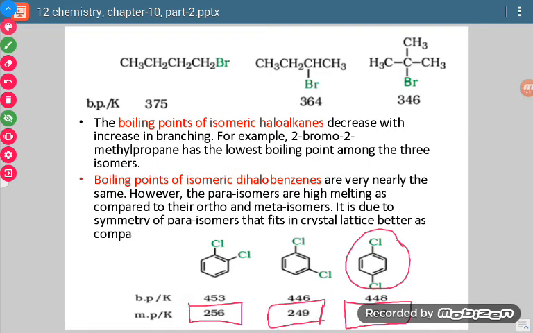But in case of meta and ortho, in both the cases, the structures do not fit very properly, very symmetrically in the crystal lattice, so they come like this.